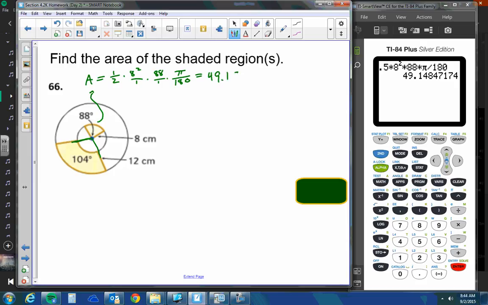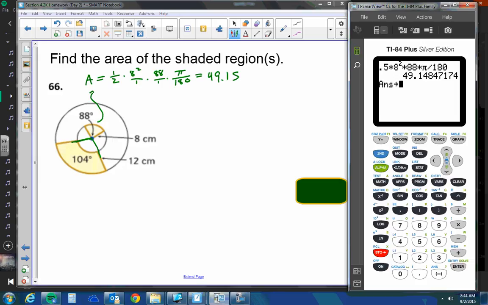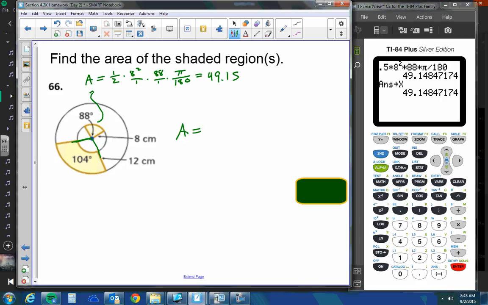Now, let's store that. We're going to need to add and stack these later. So just store that. Store buttons right there. Press X. We'll get that back later. Now for this, what we're going to do is find the area of the whole big sector and then subtract away that little part we don't want. Okay. So let me set it up for the whole thing.